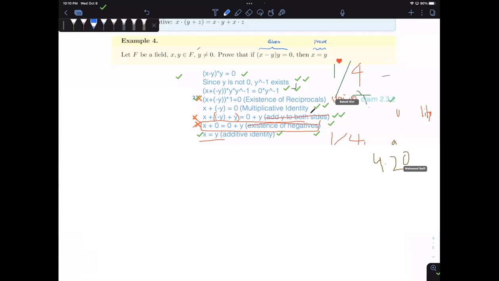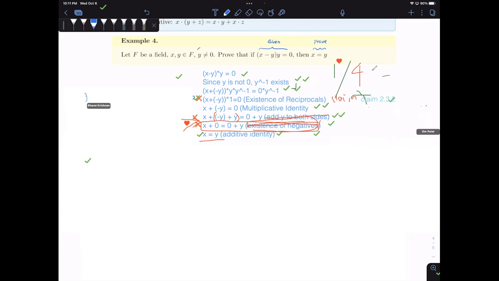Okay, I would say if it's out of 4, we will probably give him 3.5. But if it's out of 3, I'll probably give this person a full mark. What did he miss? First of all, this is not existence of negative. And he skipped a step somewhere. Here he should add another step to put associative here. So if it's out of 3, I'll give you full marks.